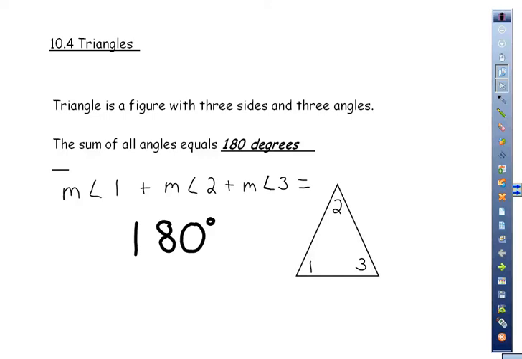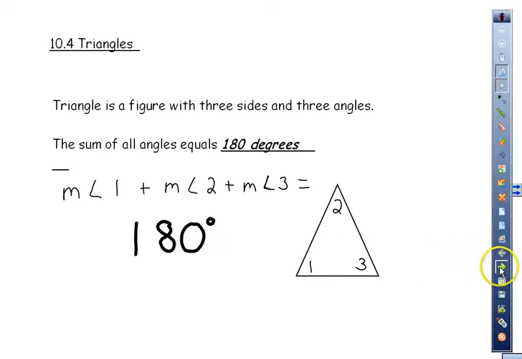Alright, today we're working on 10-4, which is triangles. A triangle is a figure with 3 sides and 3 angles. The sum of all the angles equals 180 degrees. Okay, so when we add all 3 of these angles, no matter what, if it's acute, obtuse, or right, when they all add together, you will get 180 degrees.